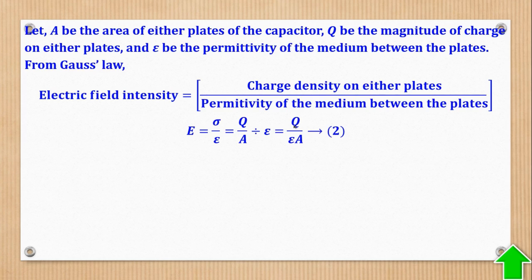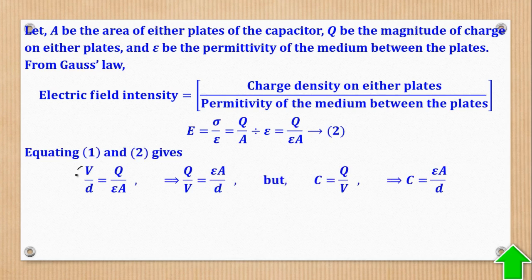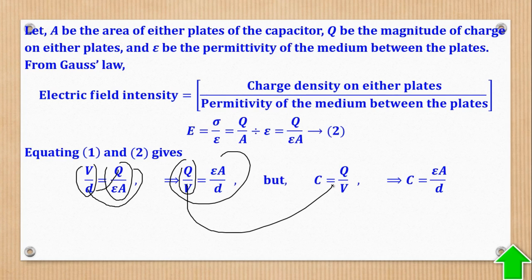Now I have two equations for electric field intensity, meaning I can equate the two. Equation 1 was this, equation 2 is this. So I'll do that. When I bring this one this side and take this one here, I come up with this step. Then I remember that Q over V is equal to C, which is capacitance. When I remember that, I replace this with C to come up with C equal to epsilon A divided by d.